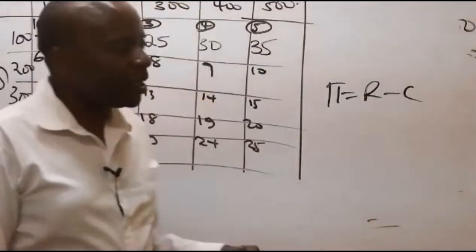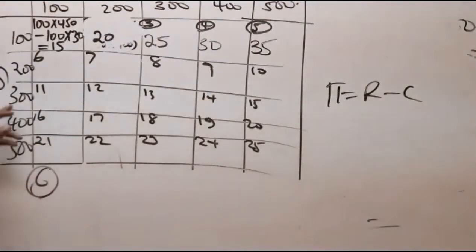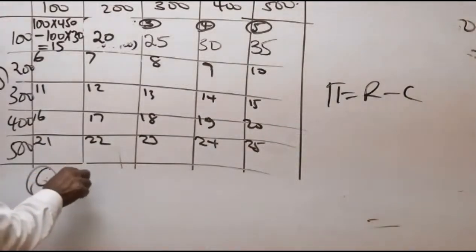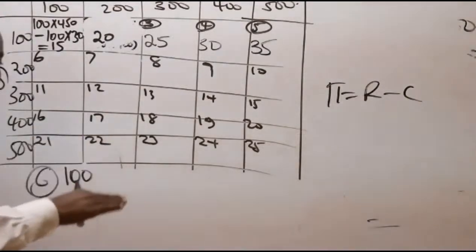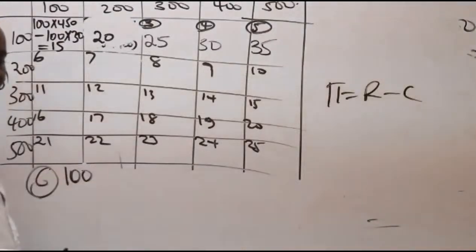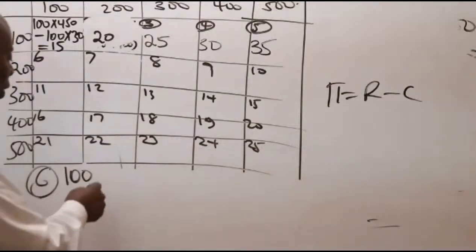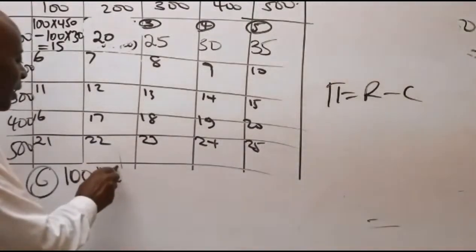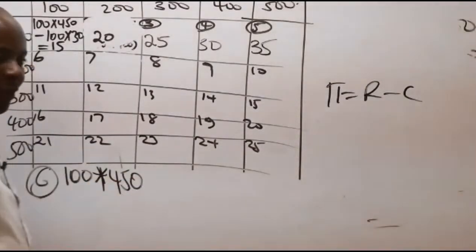In this scenario, we have taken to the market 200 units, but how many have been demanded? Only 100. So we can only sell 100. When demand is low, you sell lower. So I shall only sell 100, at what price? The price in this case is 450.